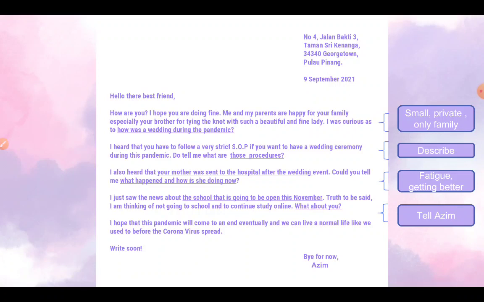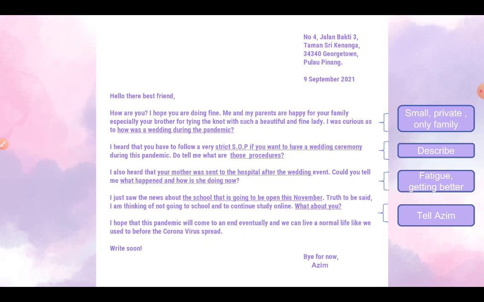You cannot write another story which is outside or different to the given stimulus, the given notes. Now, let's go to the fourth paragraph. Azim said, "I just saw the news about the school that is going to be open this November. Truth to be said, I am thinking of not going to school and continuing to study online. What about you?"